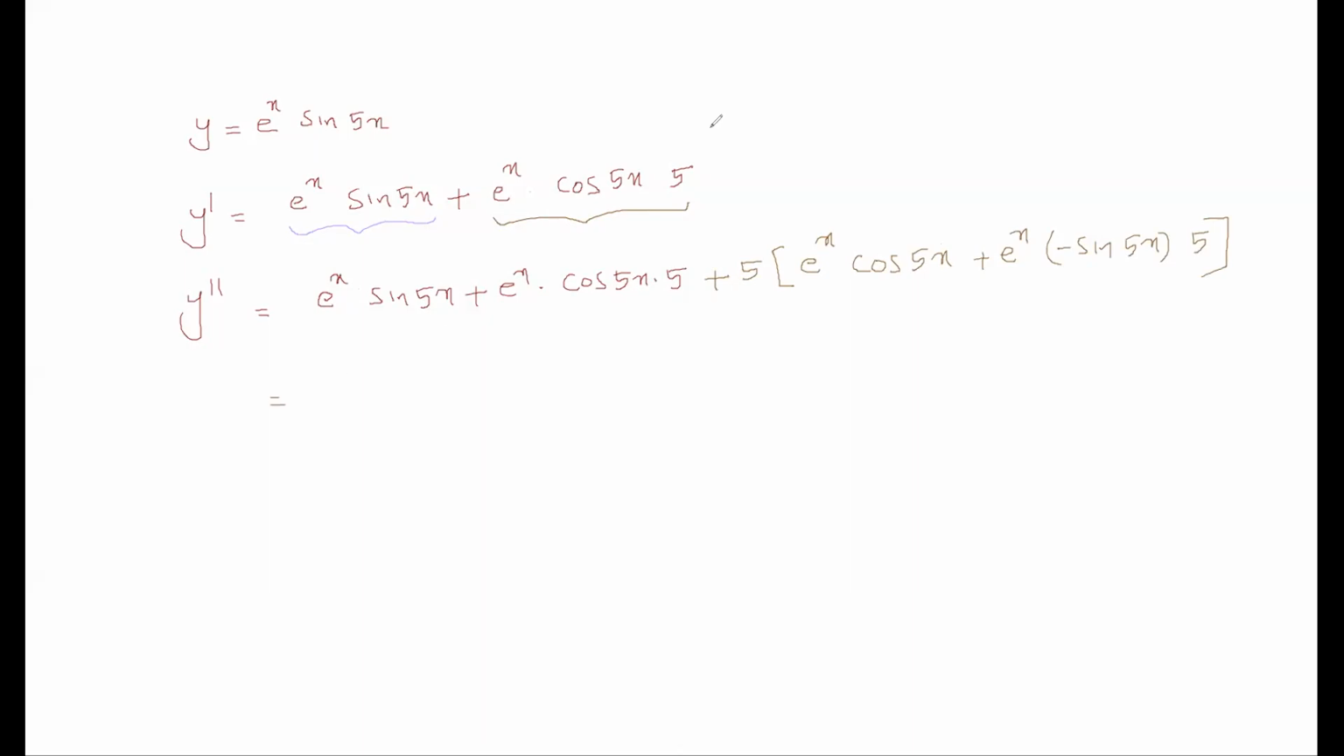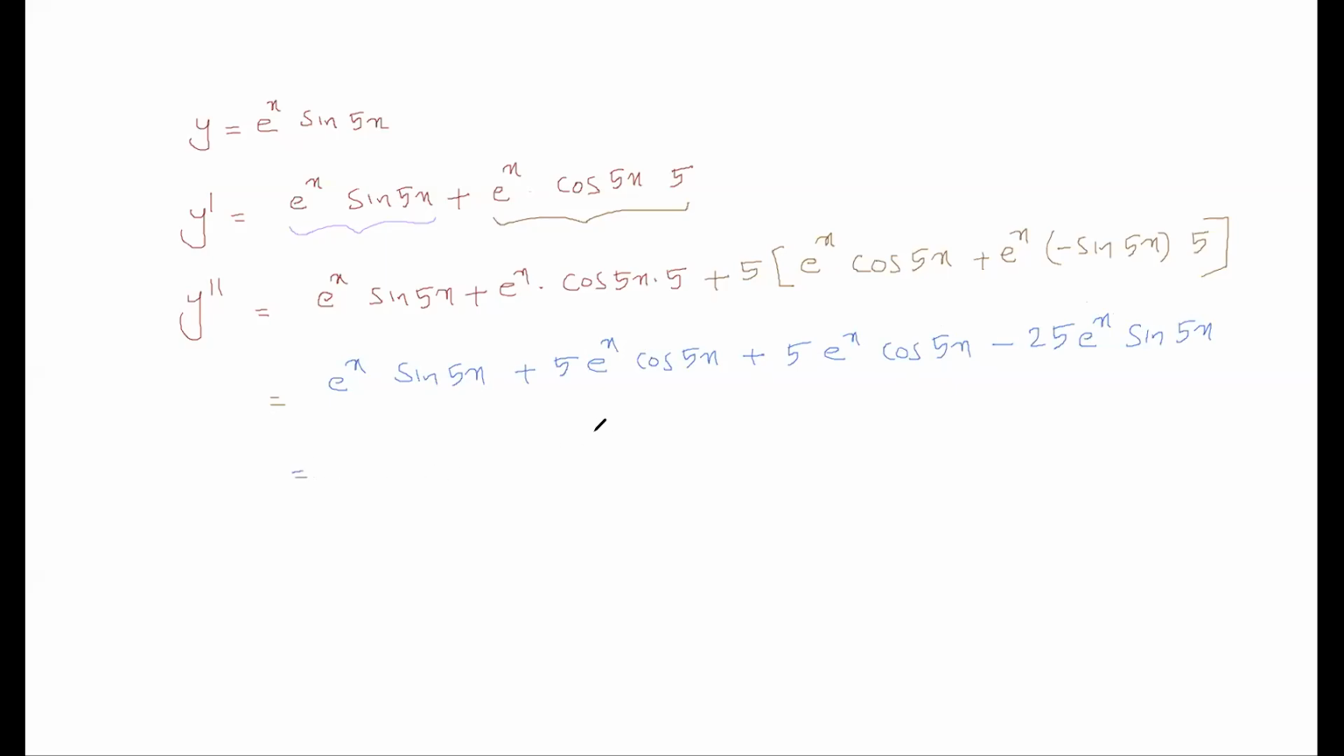So this is equals e to the power x sine 5x plus 5 e to the power x cos 5x plus again 5 se multiply karenge to 5 e to the power x cos 5x plus into minus, minus 5 into 5, 25 e to the power x sine 5x.